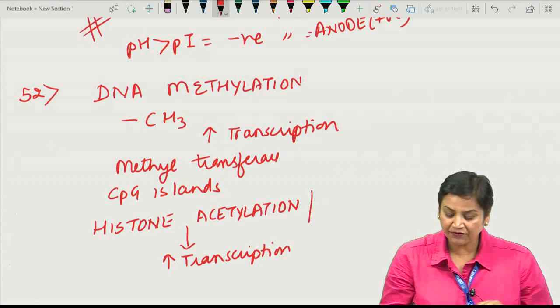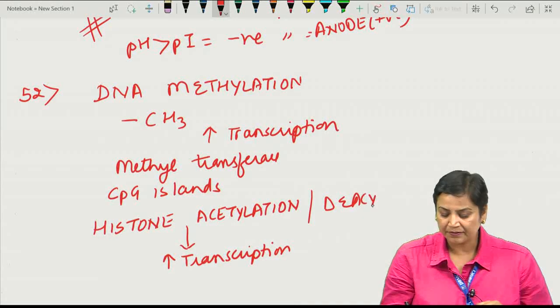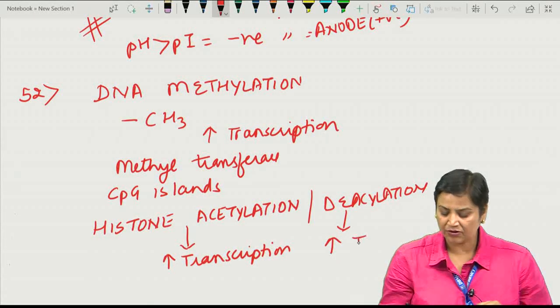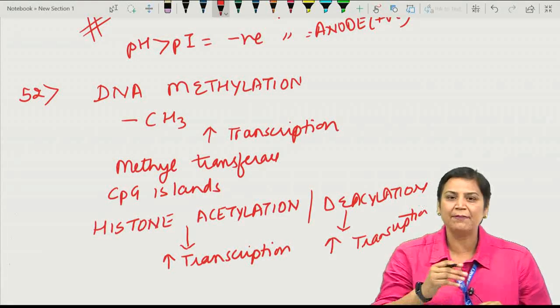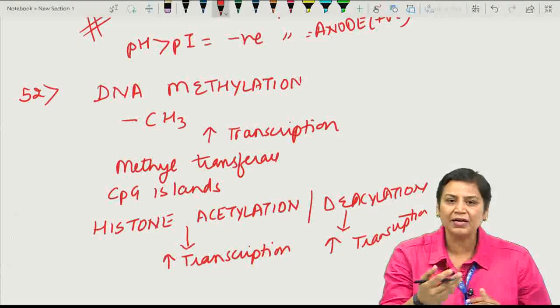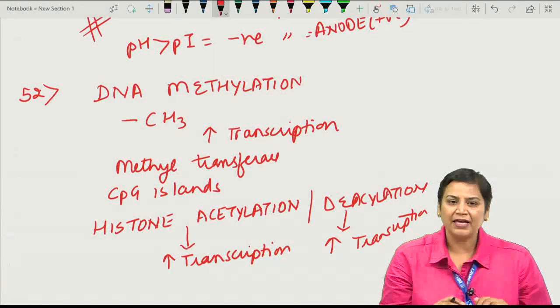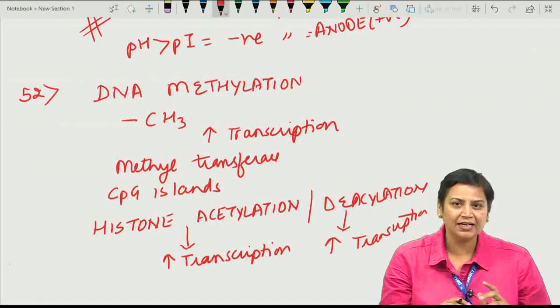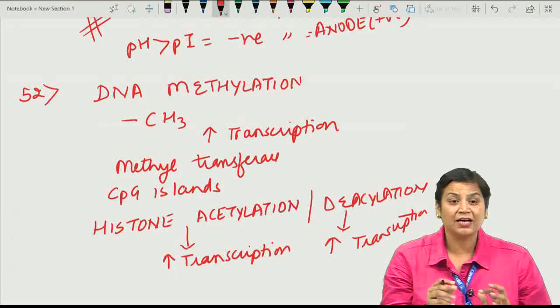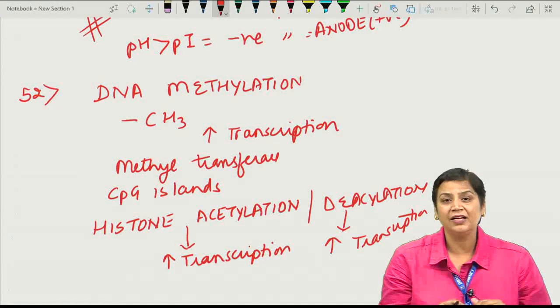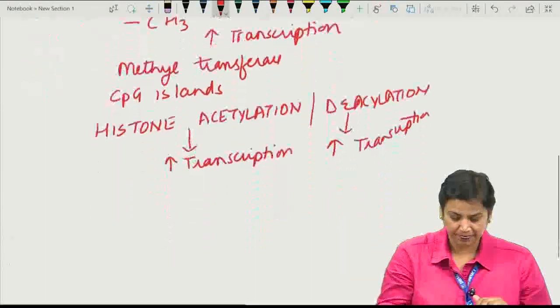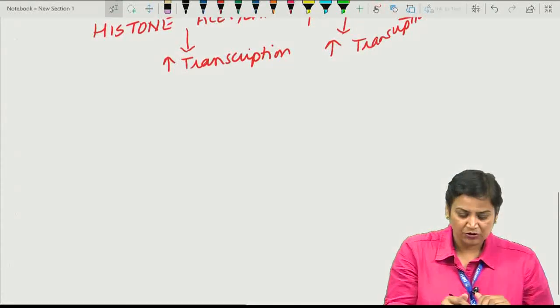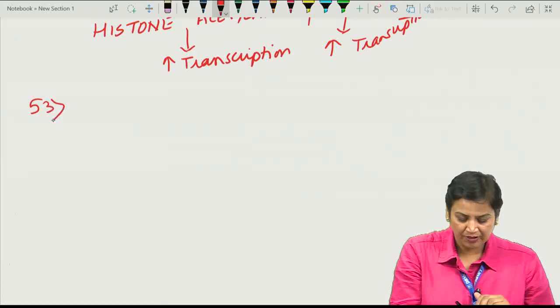On the other hand, if deacetylation is there, it is going to decrease the rate of transcription. These are all examples of epigenetics. Epi means upon genetics. There is a chemical modification of DNA, either by acetylating or deacetylating the basic proteins, that are the histones, or by methylating the DNA helix. Then we switch over to question number 53.